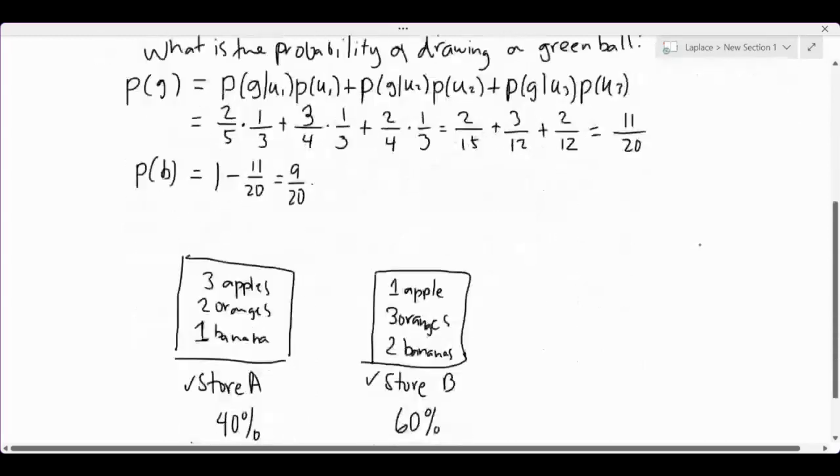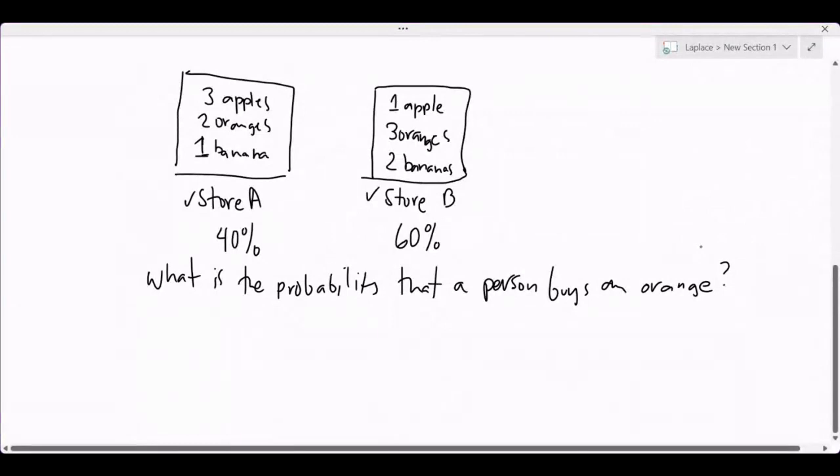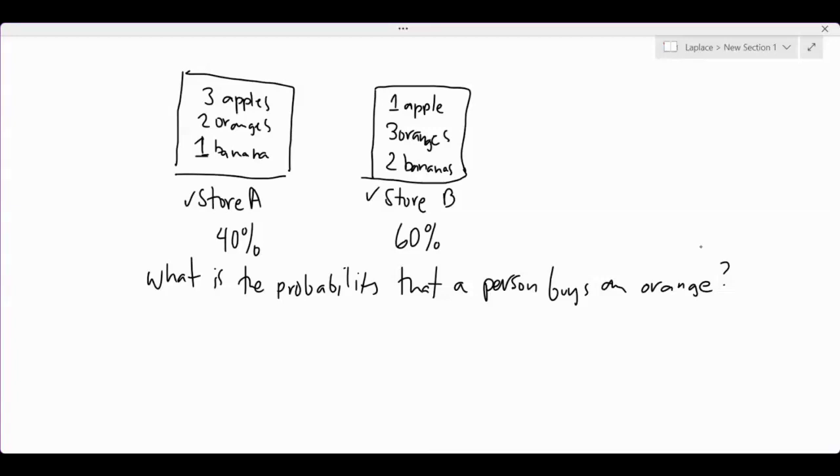To give another example, let us consider the following situation. Suppose we have two stores, Store A and Store B. Store A sells 3 apples, 2 oranges, and 1 banana, while Store B sells 1 apple, 3 oranges, and 2 bananas. From historical records, it is known that a customer is likely to buy from Store A 40% of the time, while any customer is likely to buy from Store B 60% of the time. So we are asked, what is the probability that a person buys an orange?